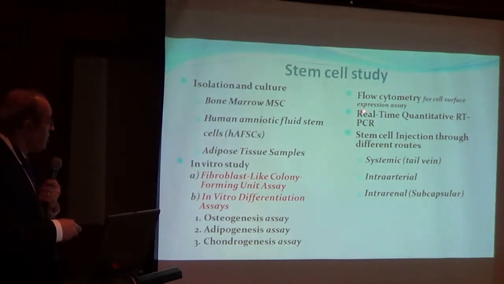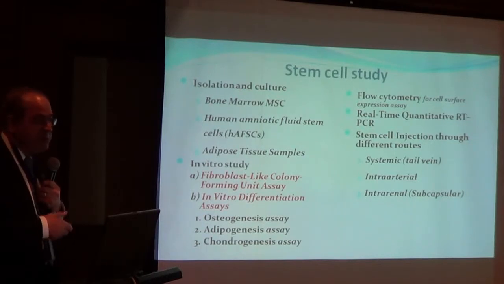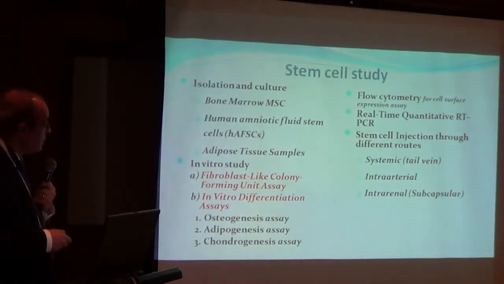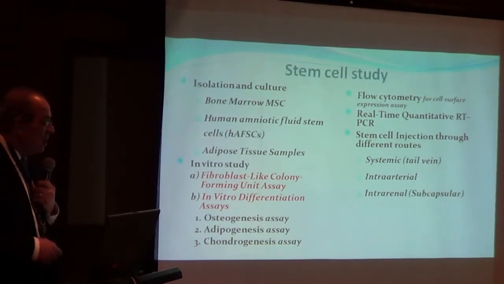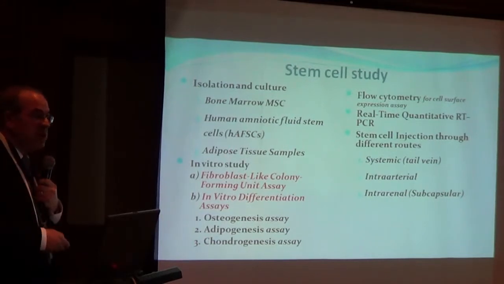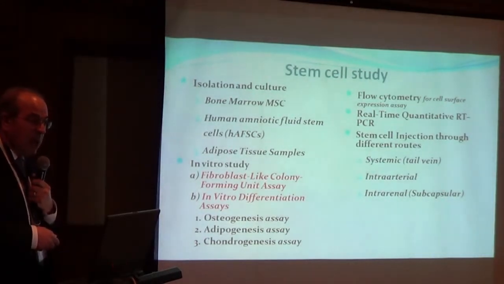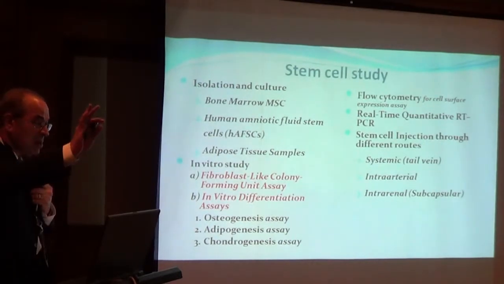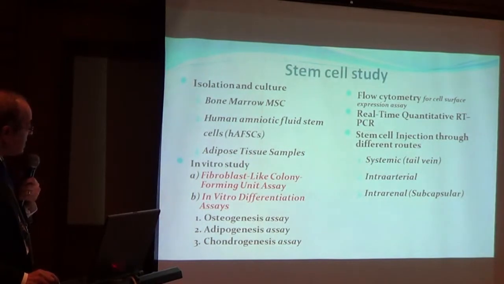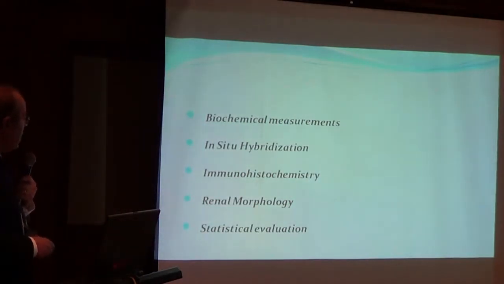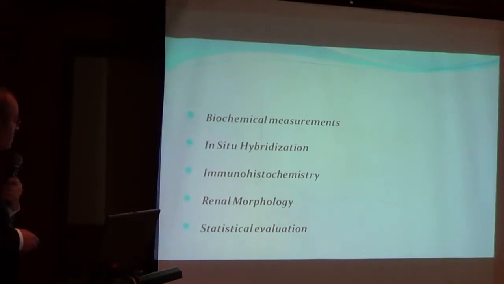Also, these cells were subjected to flow cytometry, looking for cell surface markers, and real-time PCR. Then when we knew very well what these cells are, we injected them either in the tail vein, intra-arterially, or subcapsular. These techniques are specialized, and my colleague Mohamed Ahmed will present them in just a few seconds. Besides this stem cell work, we did many laboratory investigations for these animals, including biochemical measurements such as serum creatinine and urea, in situ hybridization, immunohistochemistry, and renal morphology.